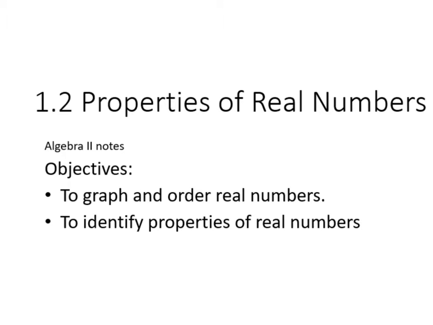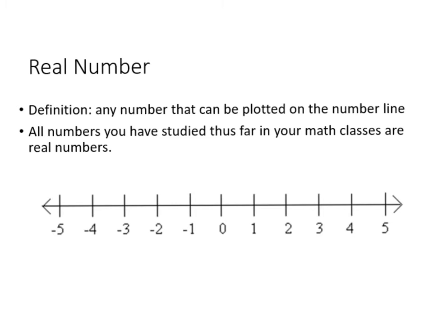In this video, you will begin to learn about properties of real numbers. A real number is defined as any number that can be plotted on the number line. And all the numbers you've studied thus far in any of your math classes are real numbers. So any point that could be anywhere on this line, so we could have -3, something over here, all these numbers are examples of real numbers.